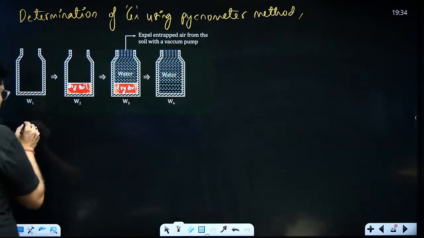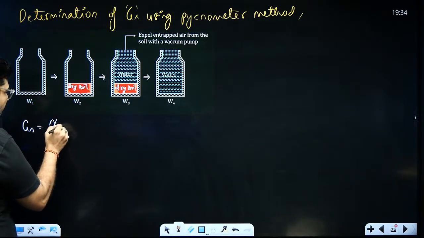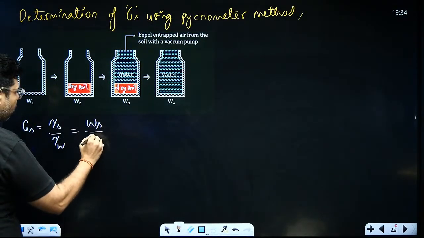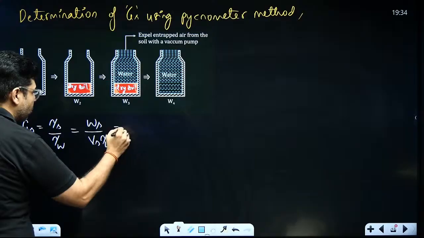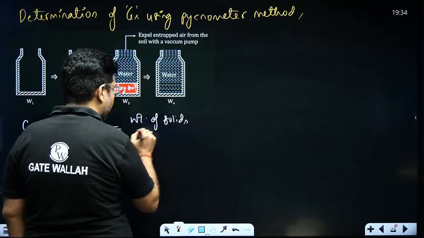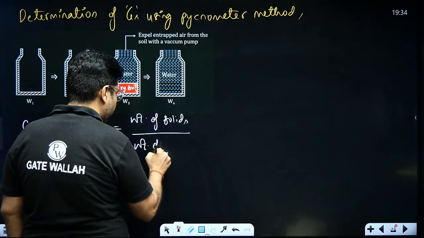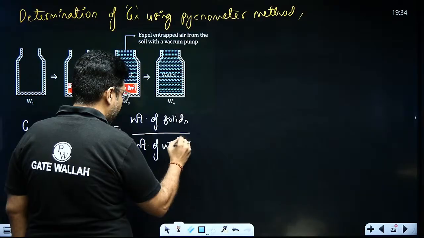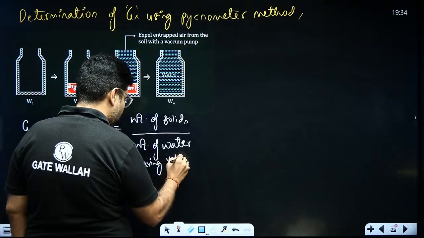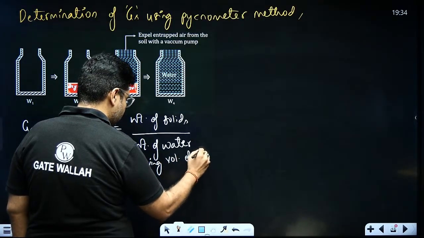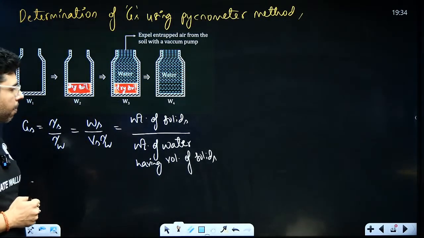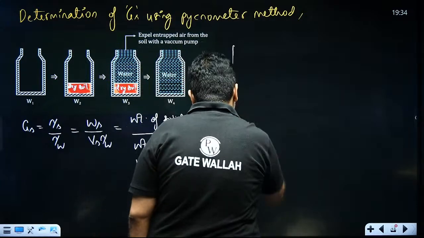Very simple. Gs is what? Gamma s upon gamma w. Gamma s is what? Weight of solids by volume of solids into gamma w. So this is nothing but weight of solids, and this is weight of water having volume of solids. That is weight of water having volume of solids. Now let's see how to calculate this.